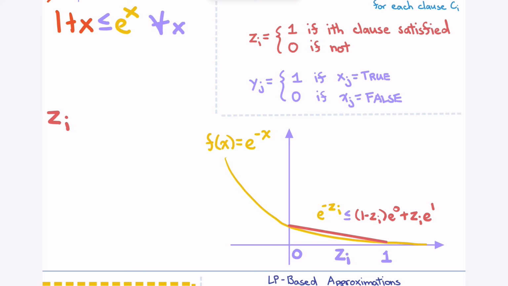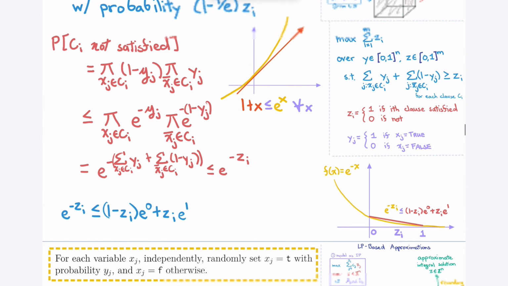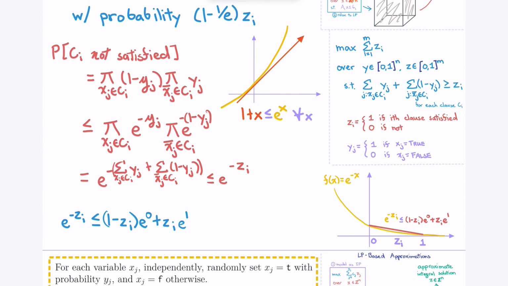That chord, is chord the right name? Anyway, this red line here. And that value, that's just interpolating 2 points. I know that e to the 0 is 1. I know that e to the 1 is e, right? And this point in the middle, you're going 1 minus zi this way, and then zi that way. Okay. So you get this, and that gives you this inequality down here.